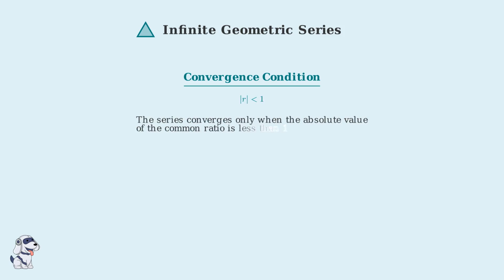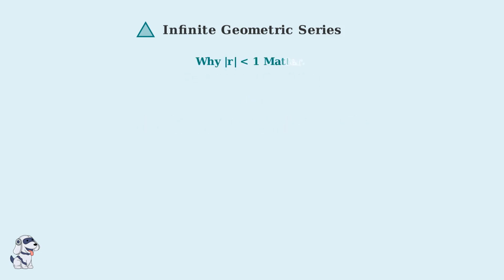An infinite geometric series extends a geometric series to have infinitely many terms. Unlike finite series, we need special conditions for these infinite series to have a meaningful sum. The key question is, when does an infinite geometric series converge to a finite sum? The answer depends on the common ratio r. Let's visualize why this condition matters.